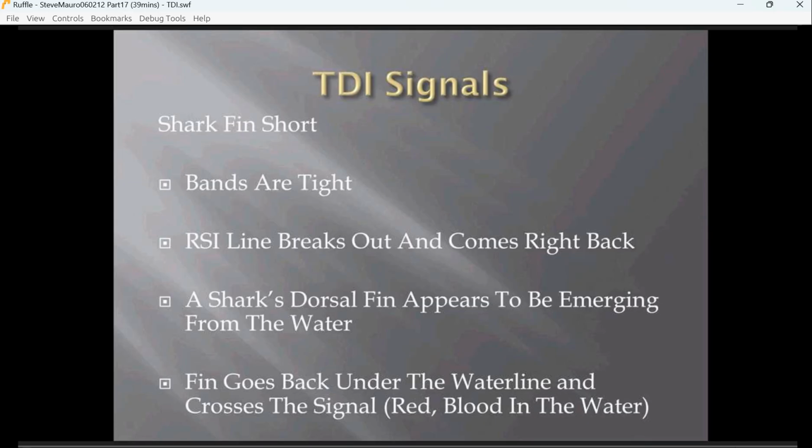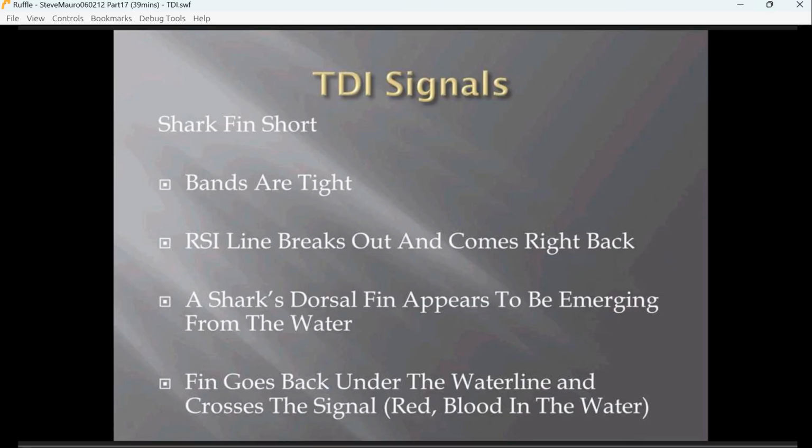So the bands become tight based on that data. The RSI line breaks out and comes right back in. It appears that a shark fin is coming out of the water, coming out of the band. That's why our bands are blue, and we've made them these colors to look like a shark. It appears that a dorsal fin is emerging from the water, and it goes back in. When it crosses the red line, it's like the shark came up and took a bite out of the red line and made some blood.